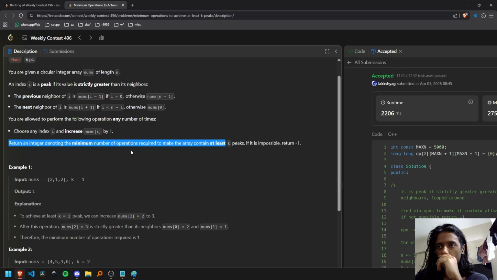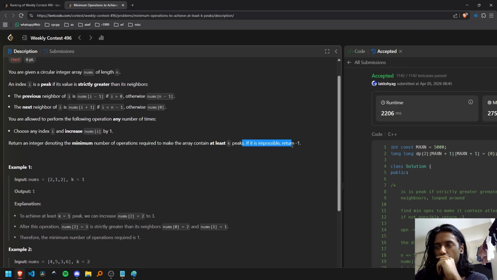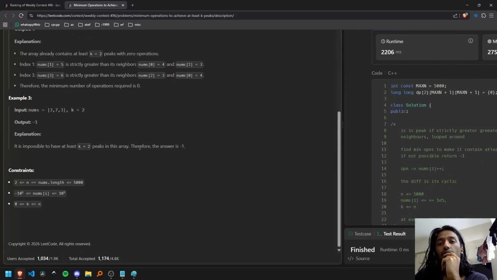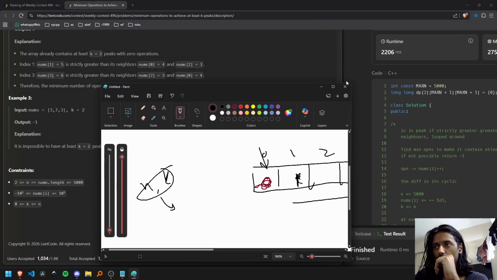We have to find the minimum cost so that the array contains at least x peaks, and if it's not possible, return -1. Here the first thing was the constraint says less than equal to 5k. That means n into k can work. N into k can work, and then I was like, okay, maybe some sort of DP idea here will work, and my initial DP idea didn't work, but after some observations, yeah.